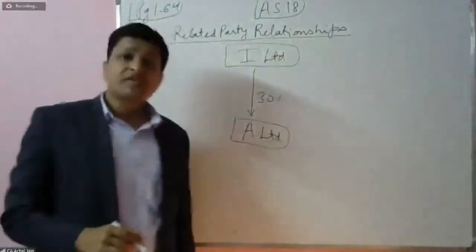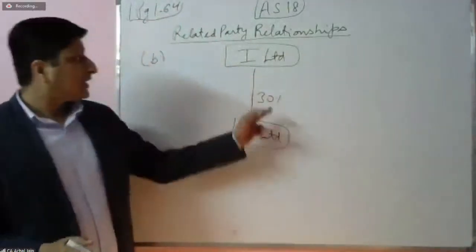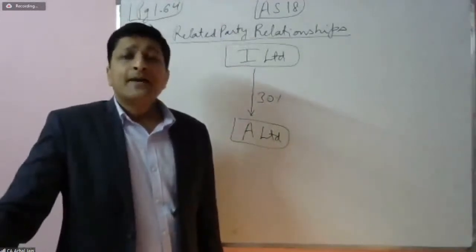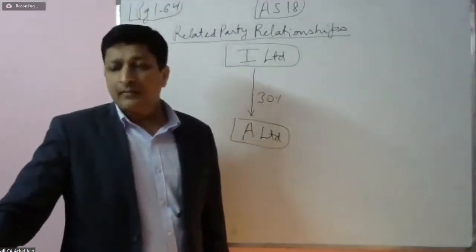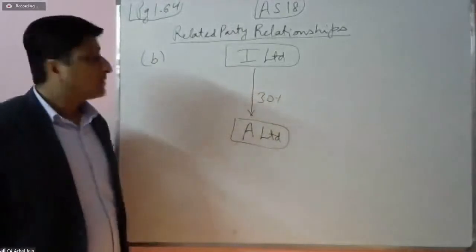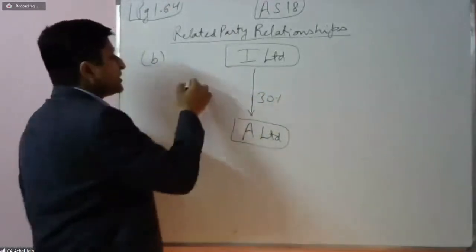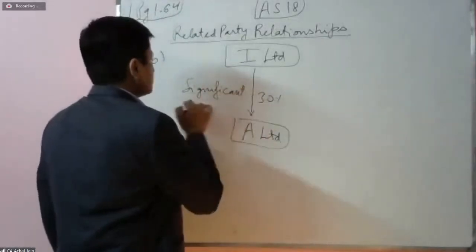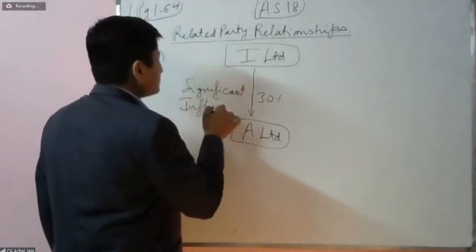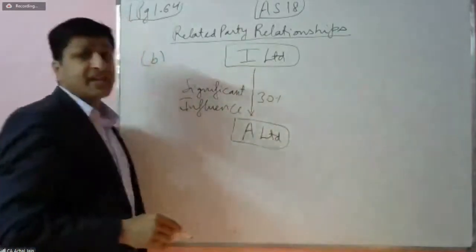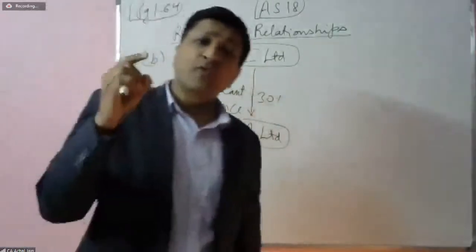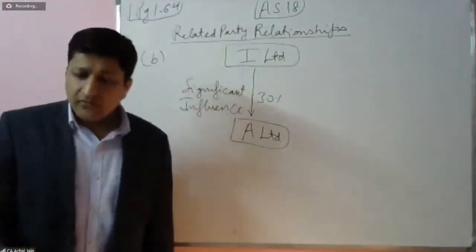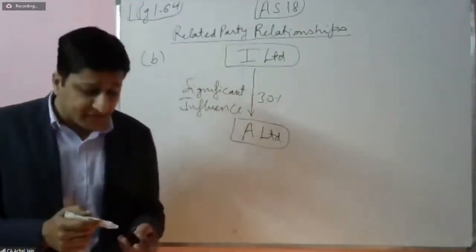I is an investor which holds 30% shares of A Limited. By holding 30% shares of A Limited, what do you see? I has got significant influence over A. What do you mean by significant influence?